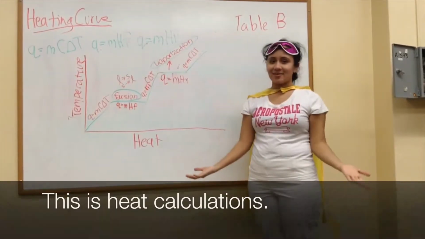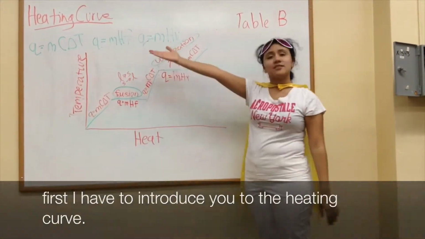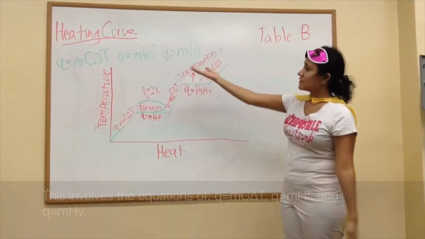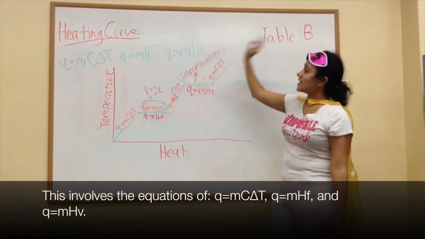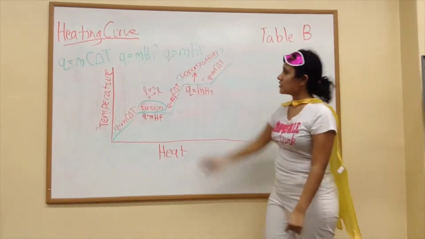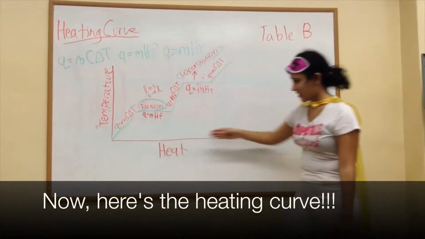And this is heat calculations. Before we begin this whole thing, first I have to introduce you to the heating curve. This involves the equations Q equals mcΔT, Q equals mHf, and Q equals mHv. This is fusion and this is vaporization. Now, here's the heating curve.